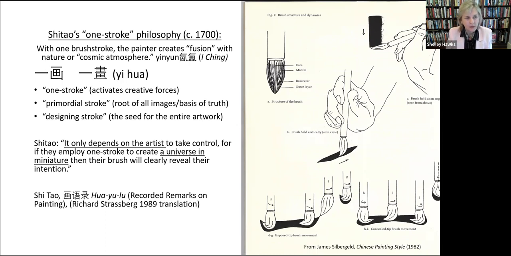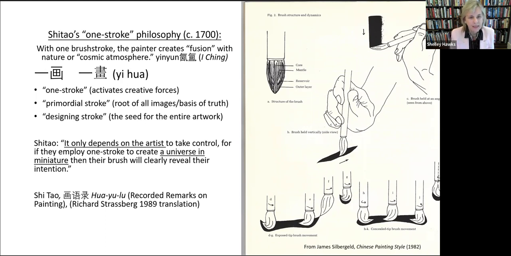It's also considered a kind of primordial stroke, something that is rooted in the very ancient past that is fundamental to human civilization. You might say it's like the basis of truth. And then thirdly, it is a kind of designing stroke. You know, a Chinese painter paints from memory, and has the plan already in their head as they begin painting. But of course, there's some improvisation as they go along. But the first stroke in Shitao's concept really is the seed for the entire artwork.